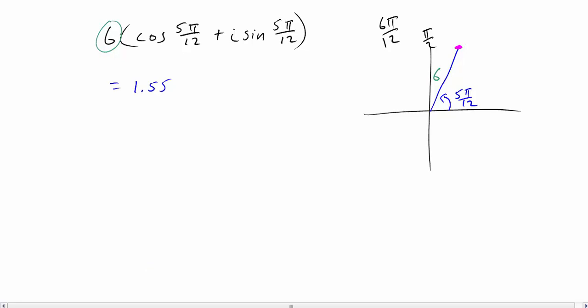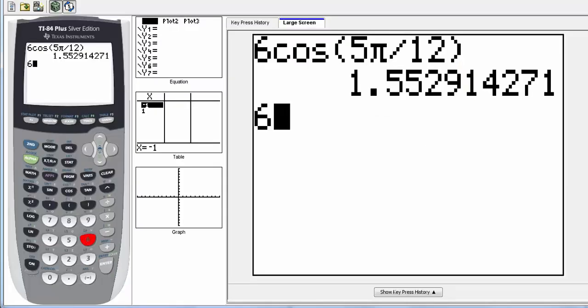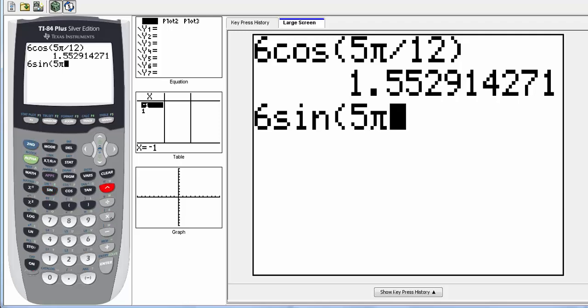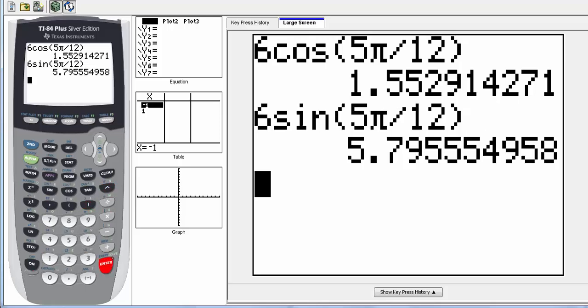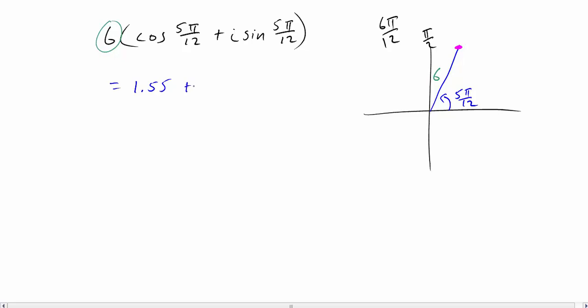And then we need to do 6 times the sine of 5 pi over 12. 6 sine of 5 pi divided by 12. And we get 5.79, so if I round that, that'll go to 5.80. And again, that's the imaginary part. So here, all we can come up with is an approximate answer.